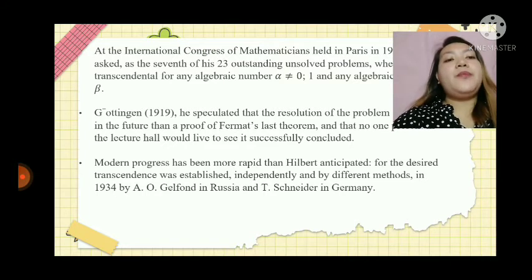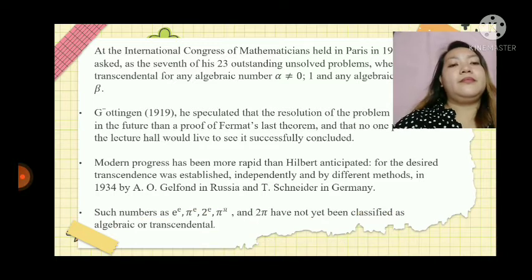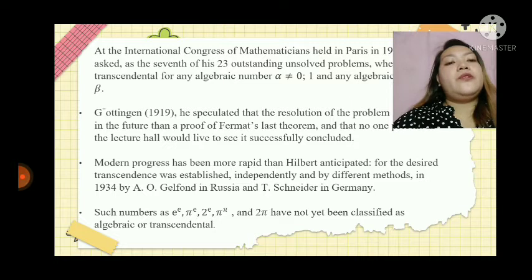Modern progress has been more rapid than Hilbert anticipated, for the desired transcendence was established independently and by different methods in 1934 by A.O. Gelfond in Russia and T. Schneider in Germany. Such numbers as e to the power of e, pi to the power of e, 2 to the power of e, pi to the power of pi, and 2 to the power of pi have not yet been classified as algebraic or transcendental.